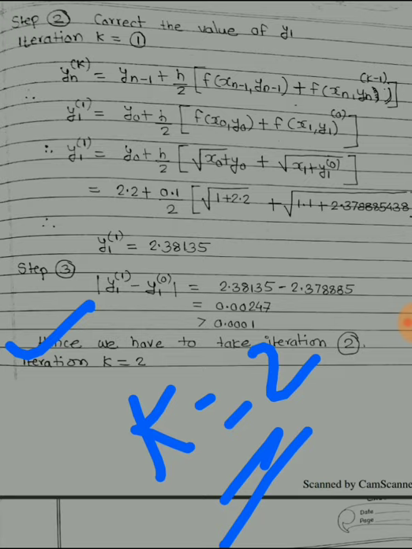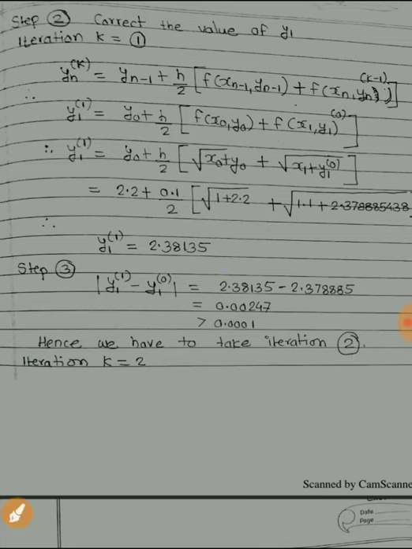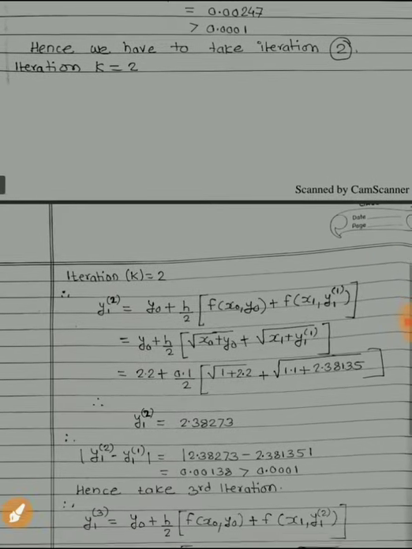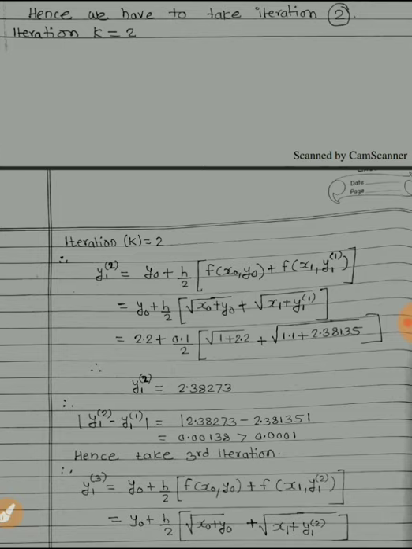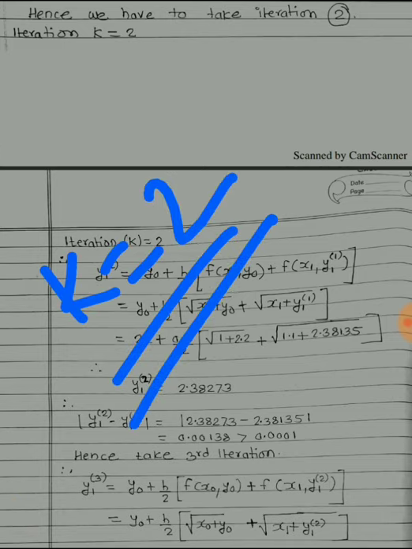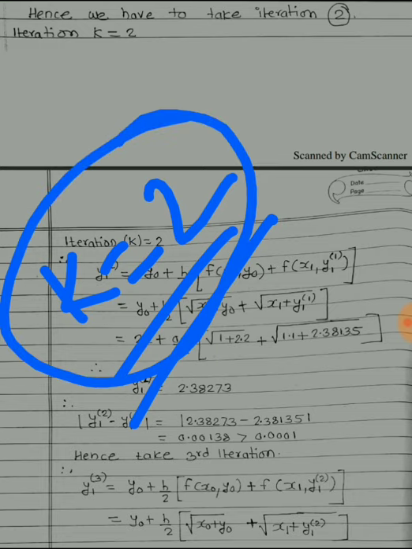If that accuracy is achieved, then I would move for the next iteration for prediction of new value of y. If the accuracy is less than the mentioned accuracy, then I need to take another iteration for correction. That's what we need to understand. So another iteration we are taking for correction, and we are calling this iteration 2. Hence, k is equals to 2 I have written, it means this is the iteration for correction.